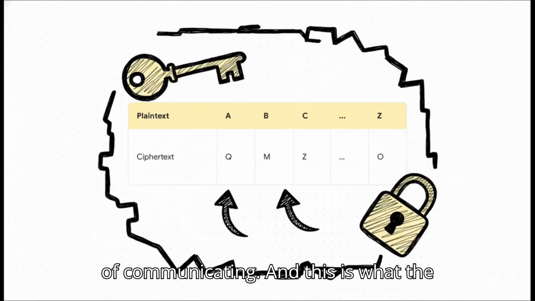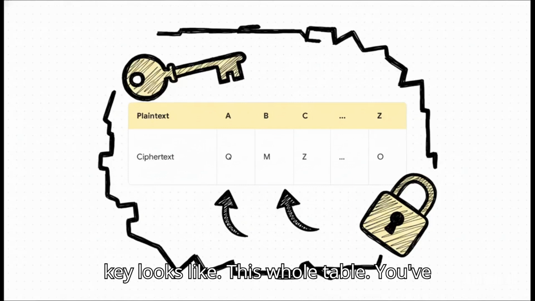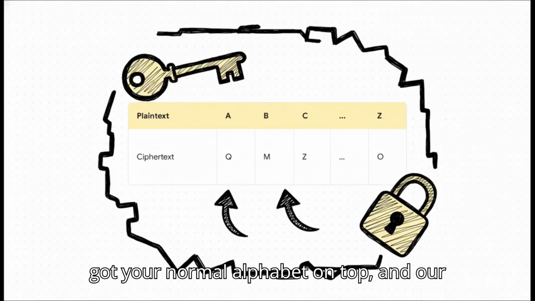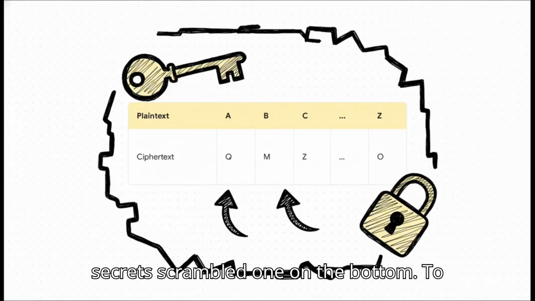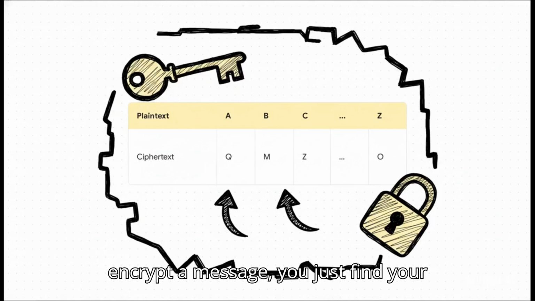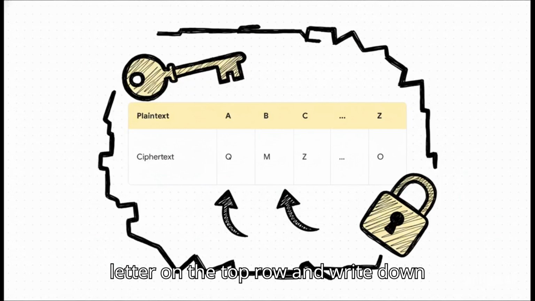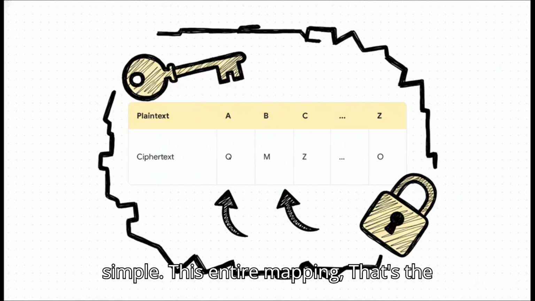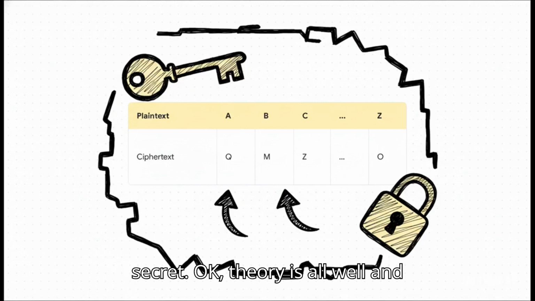And this is what the key looks like, this whole table. You've got your normal alphabet on top and our secret scrambled one on the bottom. To encrypt a message, you just find your letter in the top row and write down whatever is directly below it. It's that simple. This entire mapping, that's the secret.